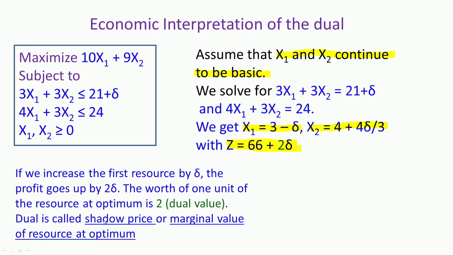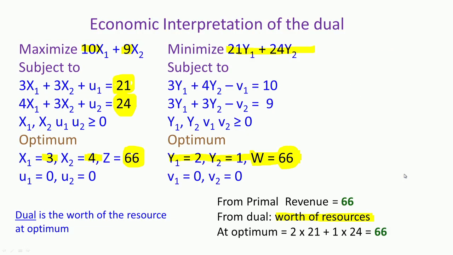Therefore, if we increase the first resource by a small delta, the profit or revenue goes up by 2 delta. The worth of 1 unit of the resource at optimum is 2, which was the dual solution y1 is equal to 2. If you go back to the previous slide, we know that y1 is equal to 2. So, this is actually the worth of that resource. Therefore, you realize 2 into 21 plus 1 into 24 was 66.